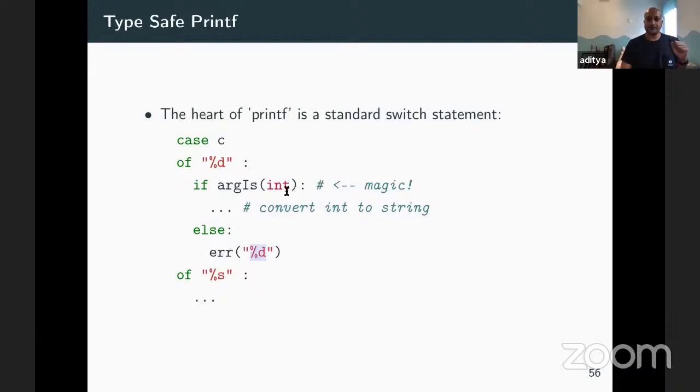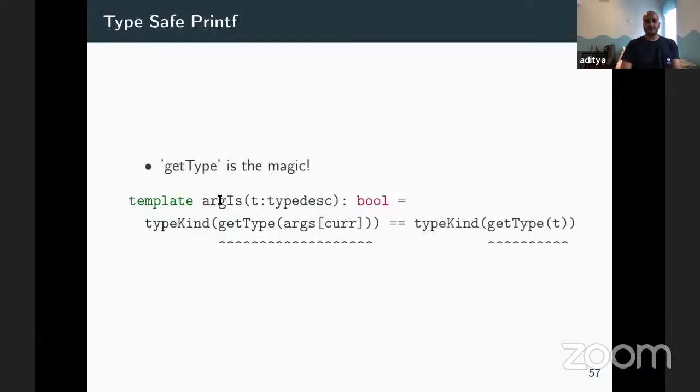Now the real magic is happening here in that arg_is. So arg_is is somehow able to introspect on the type of the thing that's being passed in. And arg_is looks like this. It's really ugly, so don't get caught up in this. It's a template that takes a type and does all kinds of stuff. But the real essence of it is right here.